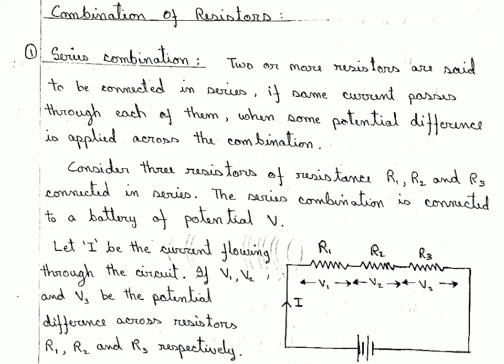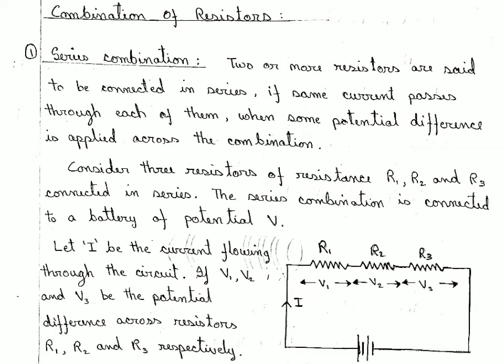Now, combination of resistors. There are two types of combination. One is series combination and another one is parallel combination. Now, in series combination, two or more resistors are connected in such a way that the same current passes through each of the resistors. So in the diagram, we have three resistors having resistance R1, R2, and R3.